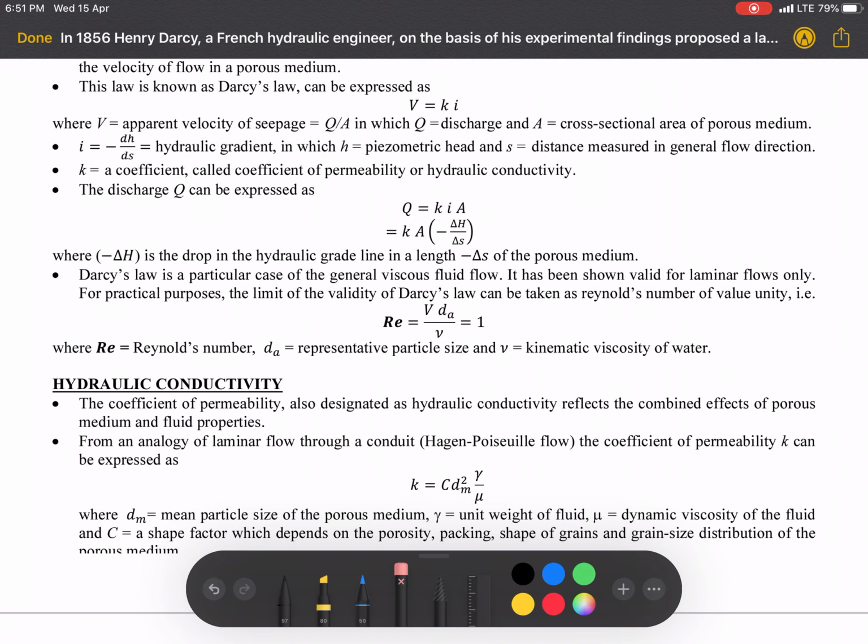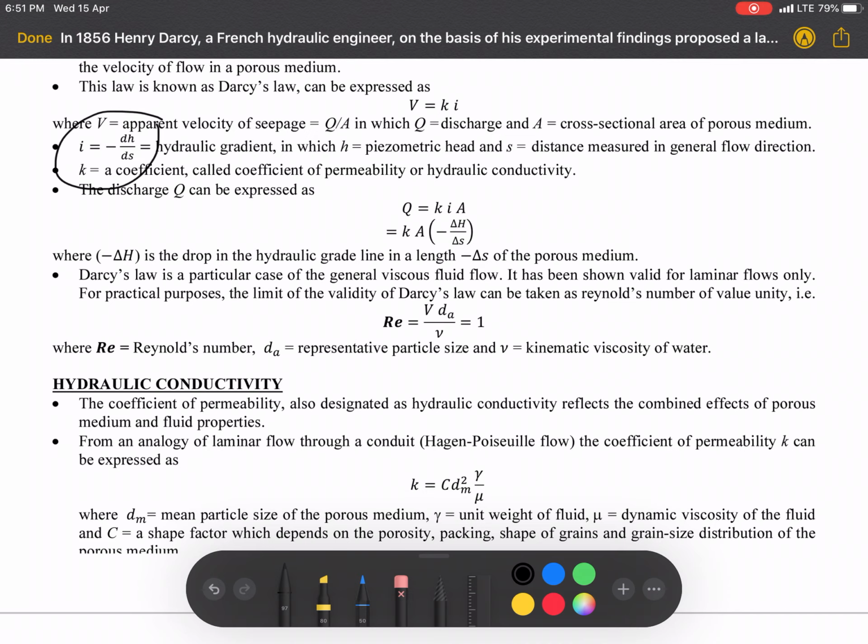Whenever loss is there, the head is getting lost. That's why this negative sign is here. You can see this negative sign. H is the piezometric head, the difference between two layers separated at a distance of ds. K is the coefficient of permeability or hydraulic conductivity. So discharge you can directly get.